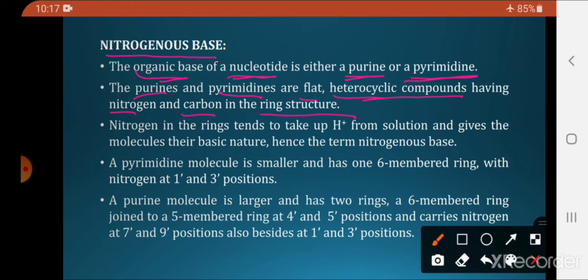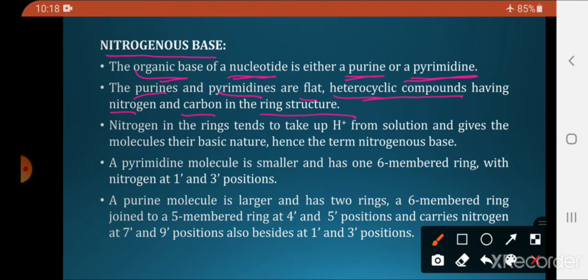So what are purines and pyrimidines? They are flat heterocyclic rings, each having nitrogen and carbon in their ring structure. Hetero means different. Cyclic means they occur in a cyclic manner. So the corners of the ring are occupied by both carbon and nitrogen. Some corners are occupied by carbon, some by nitrogen, and hence it is called a heterocyclic ring.